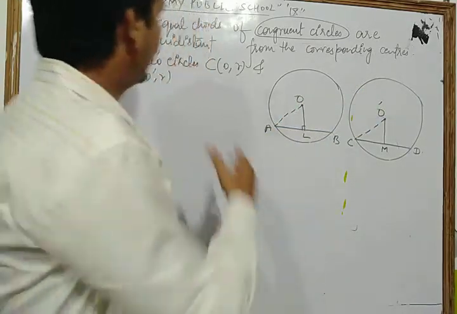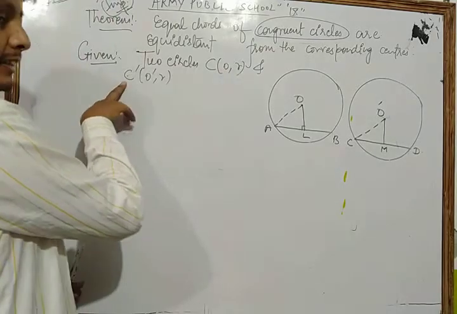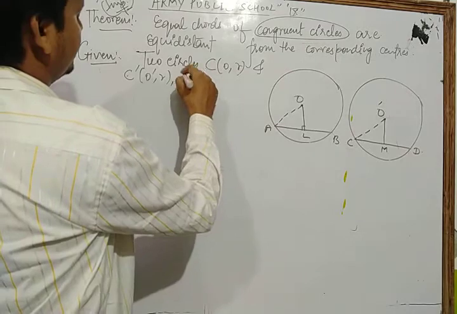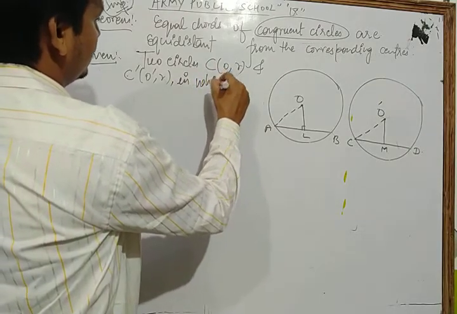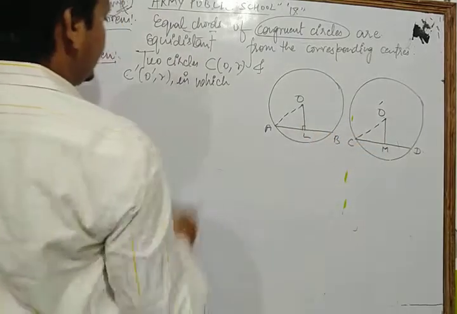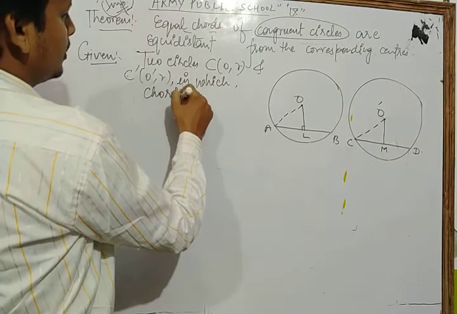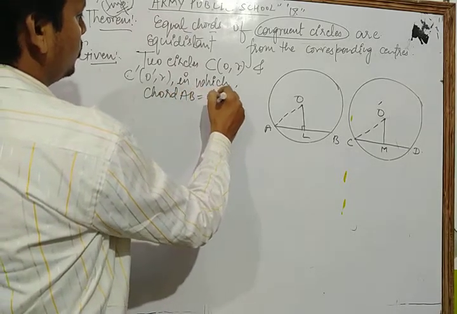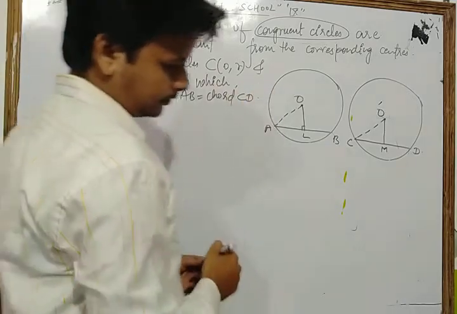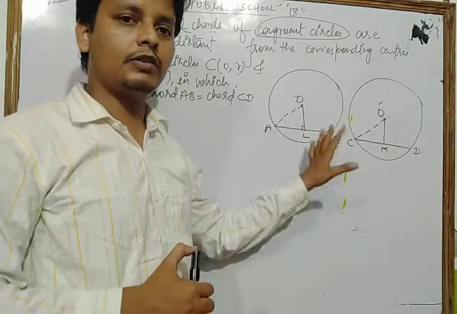So here we write two circles, C with center O and radius R, and another circle C dash with center O dash and radius R, in which chord AB is equal to chord CD. Now clear? This is given in our theorem.